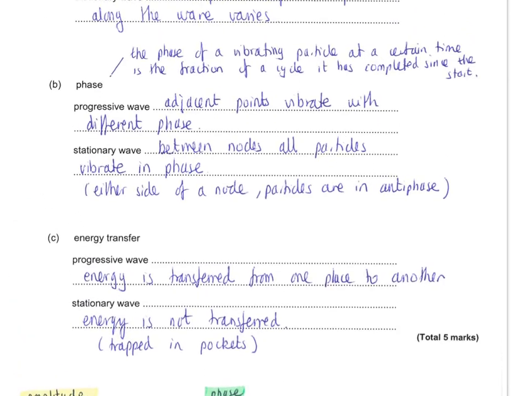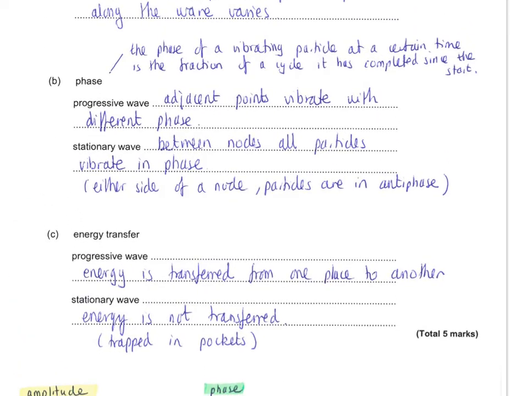So just go back to the words. Progressive wave, the adjacent points vibrate with different phase, and for a stationary wave between the nodes, all the particles vibrate in phase, and extra little detail there, either side of the node the particles are in antiphase.